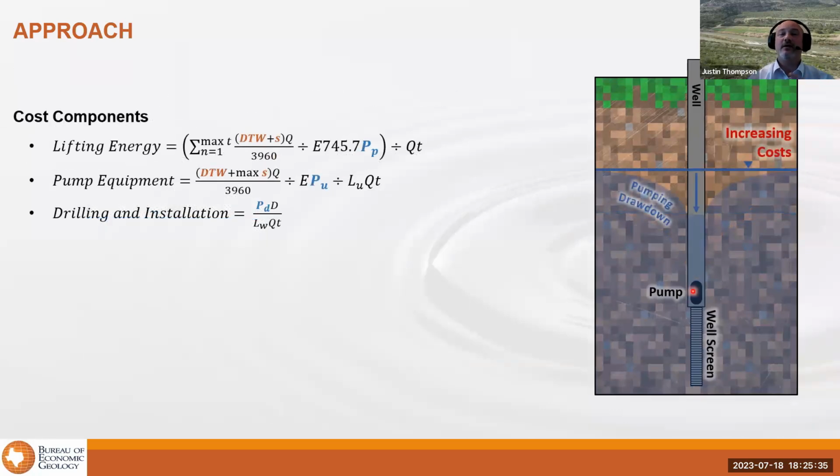For that, we're going to bring in that pumping drawdown quantification to help us with our cost components. We break our cost components into three pieces. We look at lifting energy, just the energy cost of lifting water to land surface at the given pumping rate. We also look at pump equipment: what is the horsepower requirement of this pump to lift that water that distance at that pumping rate? As you might imagine, and you see here in the equation, both of those cost components are a direct function of both the changing depth to water, those water levels getting deeper, and the drawdown S that we're calculating for this well infrastructure.